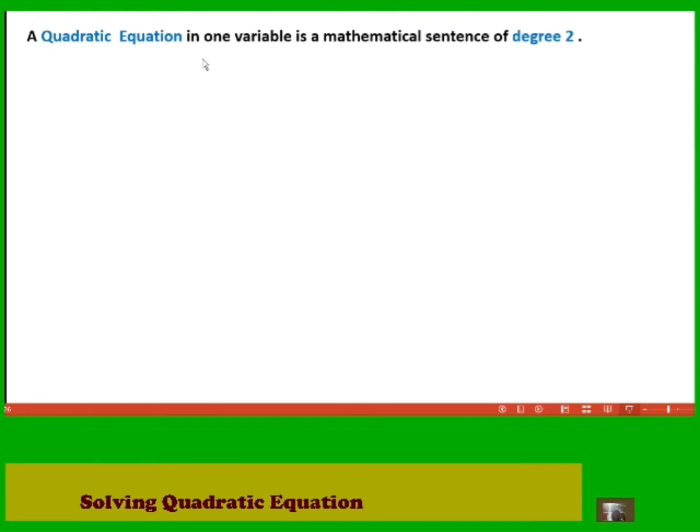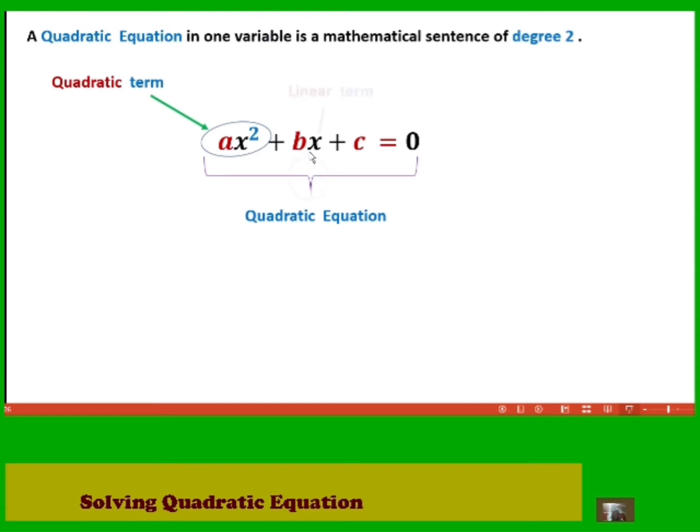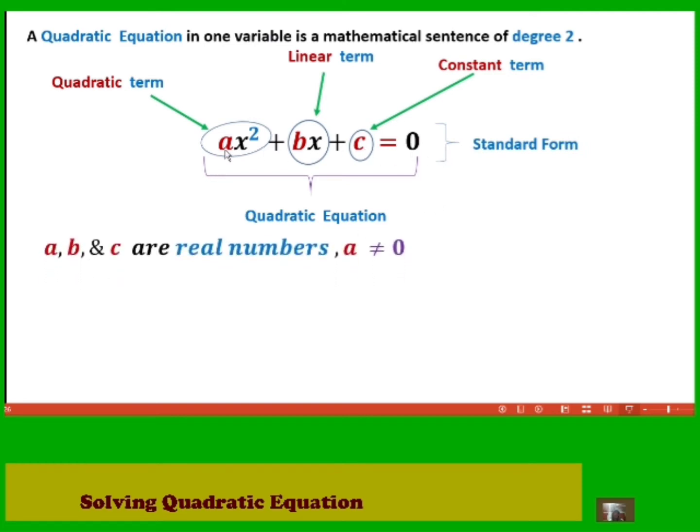A quadratic equation in one variable is a mathematical sentence of degree 2. So this is a quadratic equation. Ax squared is the quadratic term, bx is the linear term, c is the constant term, and this is the standard form of a quadratic equation, where a, b, and c are real numbers, and a should not be equal to 0, otherwise the equation is reduced to linear equation.